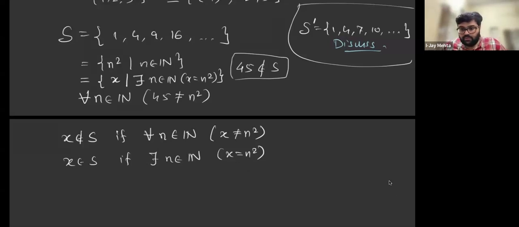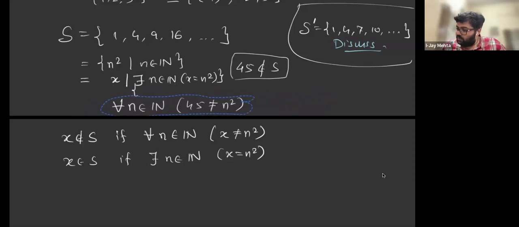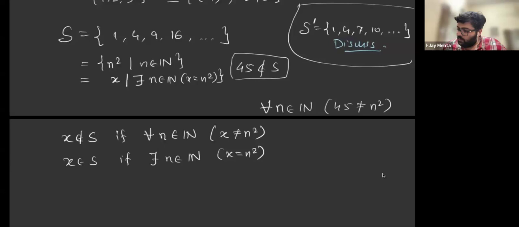Is it fine for everyone? Yesterday we had confusion about whether to write for all or there exists. And the correct answer is there exists, not for all. Here we say S is of the form n square for all n in N, but when does some element belong? See, why is 9 there? Because 9 equals 3 square. So some natural number exists. I cannot say 9 equals n square for all n. This is not true.